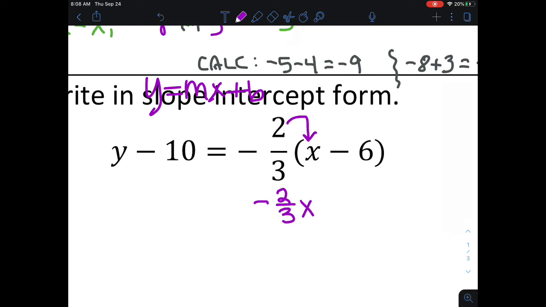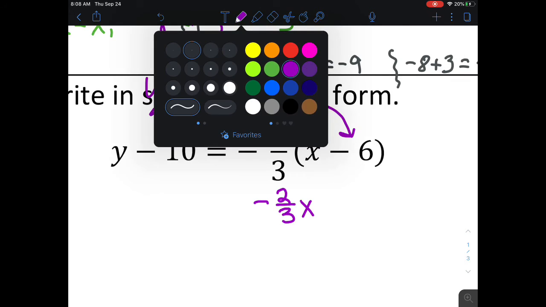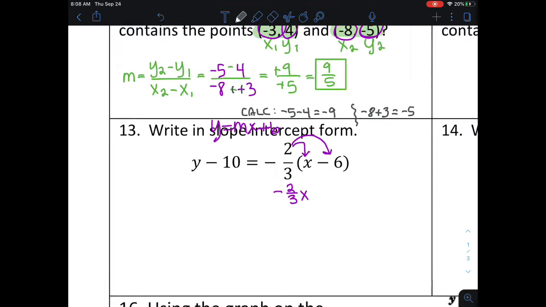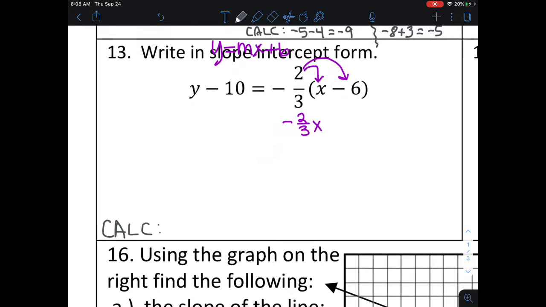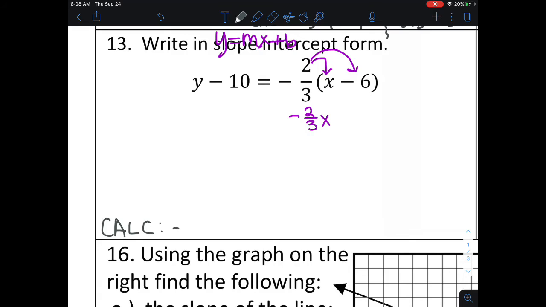-2/3 x, and then -2/3 times 6. All right, let me show you what you can type on your calculator. So calculator. Okay, so for this one, you can do -2 divided by 3 times -6, and then that should give you 4, positive 4.